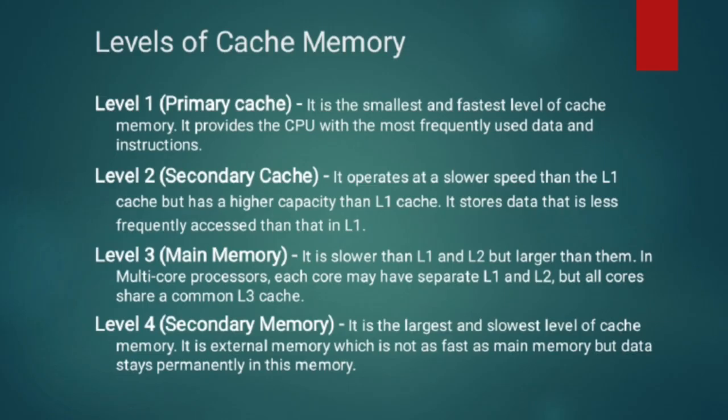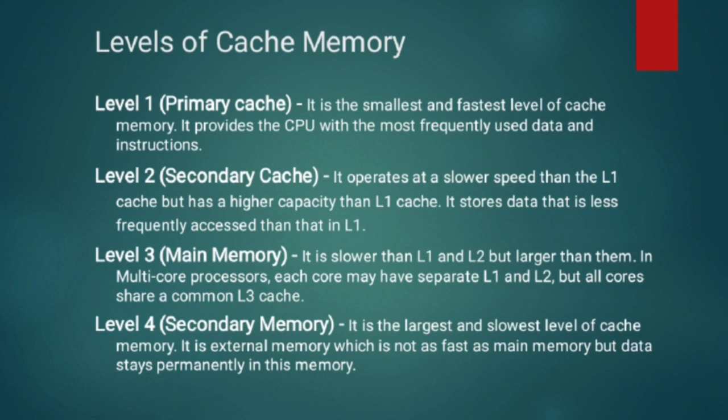Hello everyone, my name is Rudra Mondal and I will be explaining the different levels of cache memory. Now cache memory is organized into four different levels: L1, L2, L3 and L4. Let's take a look at each of them. Level 1 cache or primary cache is the smallest and fastest level of cache memory, ranging from 2 to 64 kilobytes in size. It is responsible for providing the CPU with the most frequently used data and instructions. It is located on the processor chip. In multi-core CPUs, a separate L1 cache is available for each core.